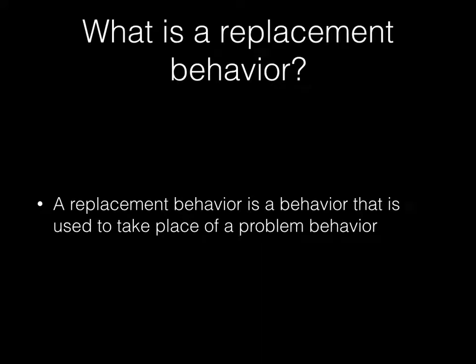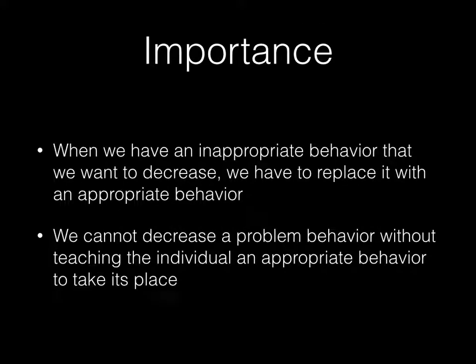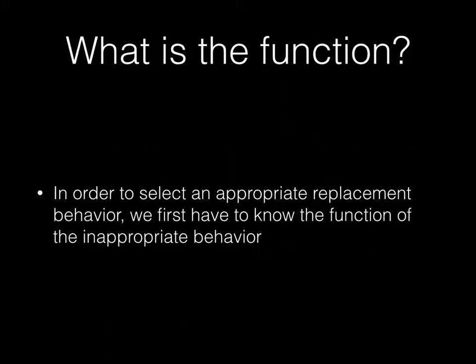So what is a replacement behavior? To put it simply, a replacement behavior is a behavior that is used to take the place of a problem behavior. So when we have an inappropriate behavior that we want to decrease, we have to replace it with an appropriate behavior. We cannot decrease a problem behavior without teaching the individual an appropriate behavior to take its place. To do that, we have to determine what is the function. So in order to select an appropriate replacement behavior, we first have to know the function of the inappropriate behavior.